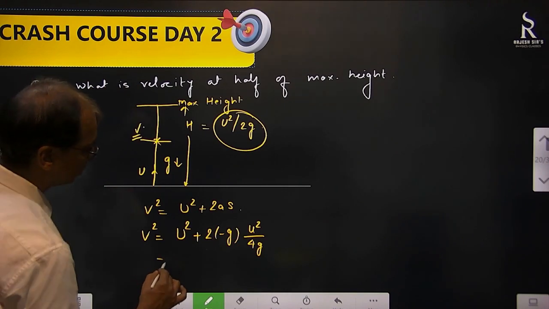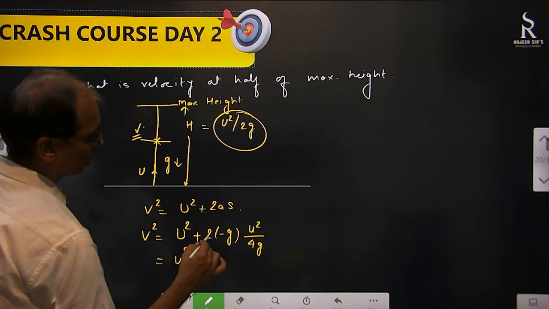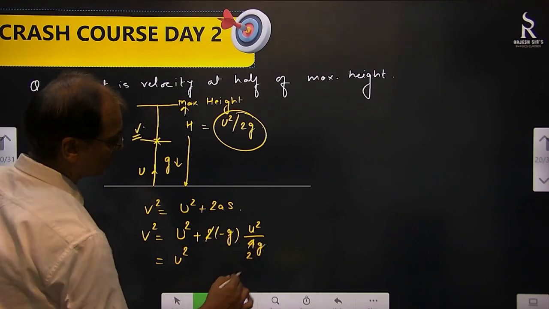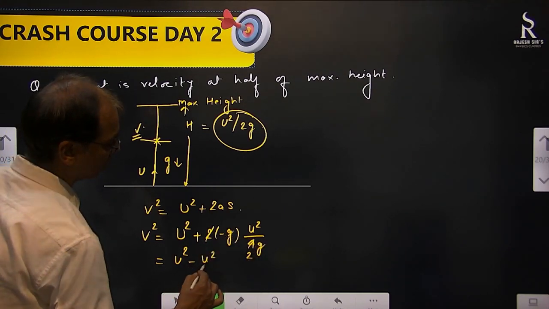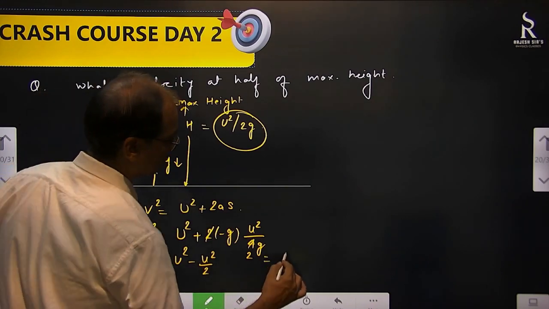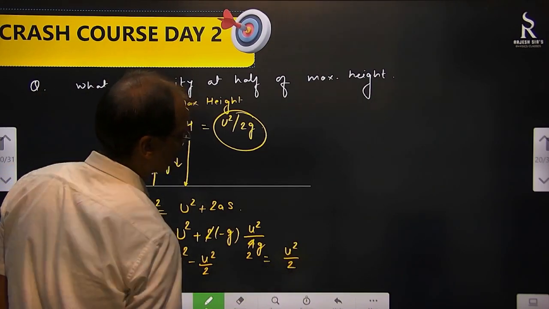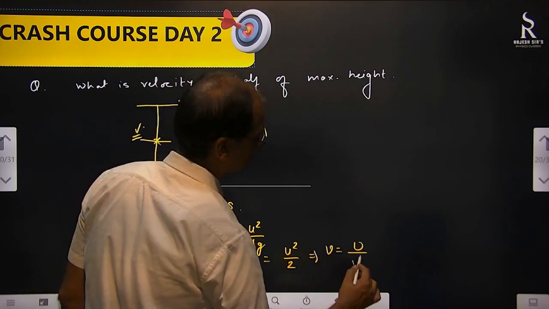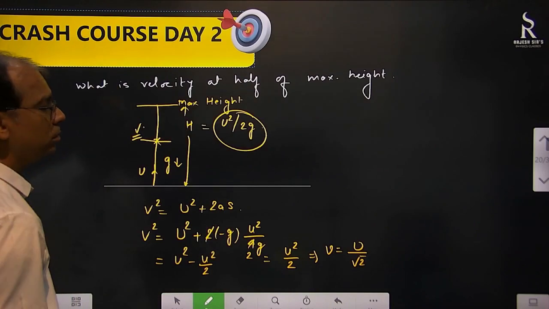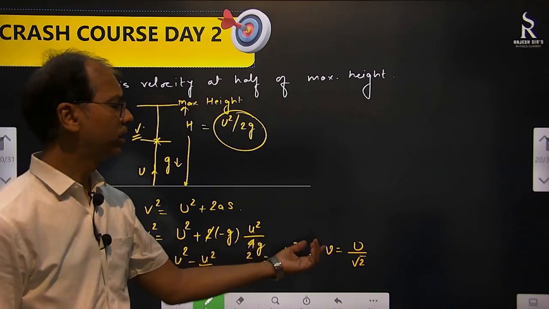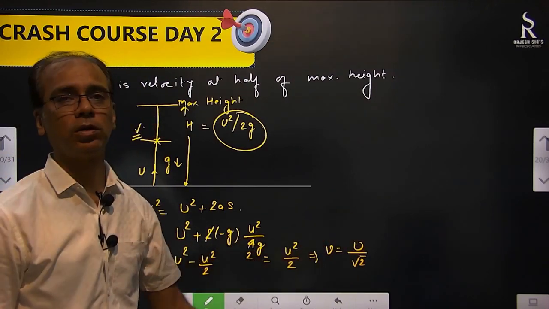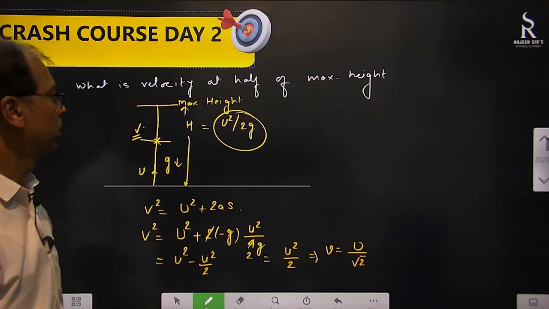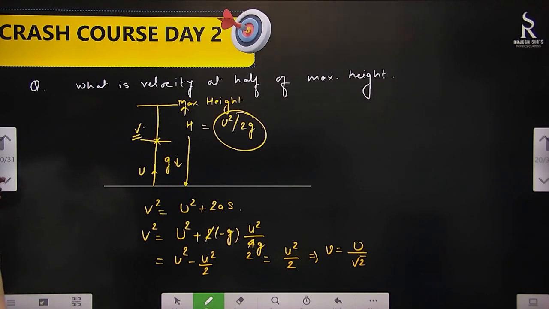So what we have? U square, and this 2g, 2, and this is 2, and g and g cancel. So u square minus u square by 2. So it is u square by 2. So v value is what? U by root 2. At half of maximum height, what is going to be the velocity? 1 by root 2 of initial velocity. Simple, very simple. Okay. Right. Next.